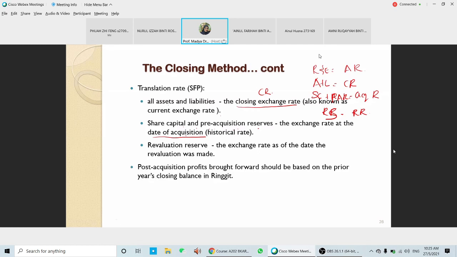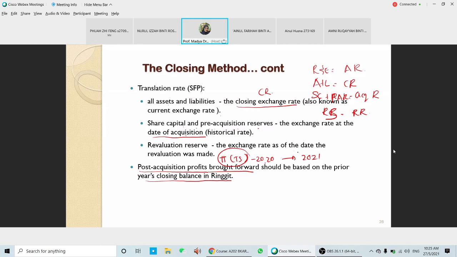Post acquisition profit brought forward. Okay, be careful about this one. Post acquisition profit brought forward means that the profit, the income statement item, let's say in the year 2020, when you bring it to 2021, should be based on the prior year closing balance in ringgit. So we need to use this profit that we brought from year 2020 to 2021.